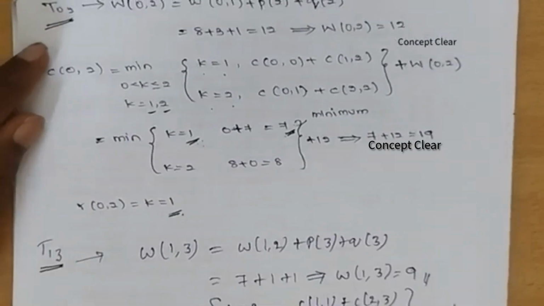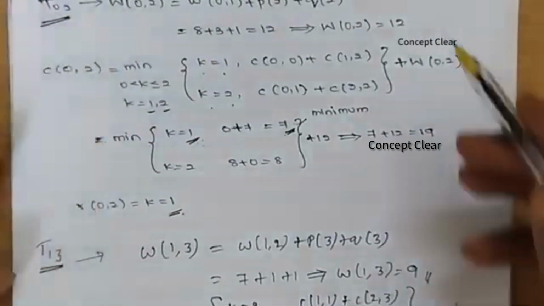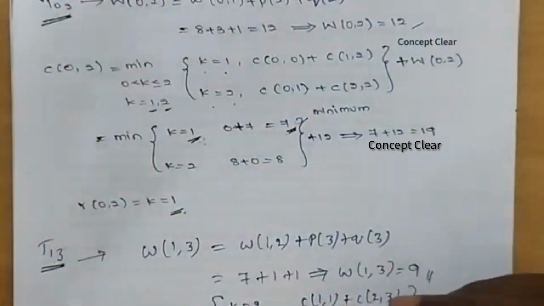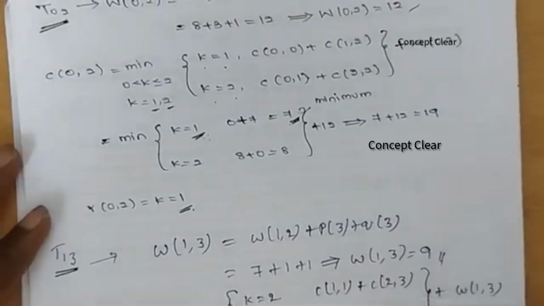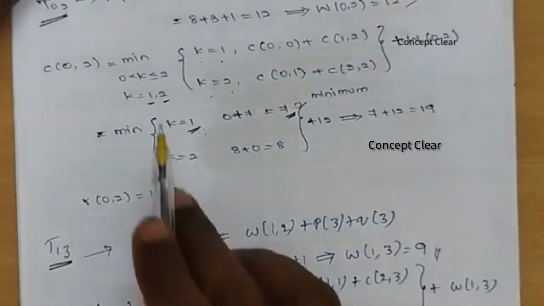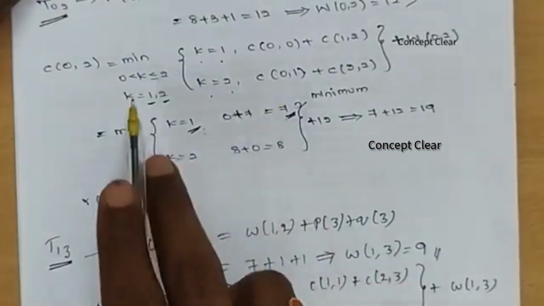This is the first term. We are finding the w value. The final answer is 12. Same as we did previously, we have to do it the same way. Don't get confused here, very simple. Same like that, w value and c value. Here, see what is the difference? The same method here also.